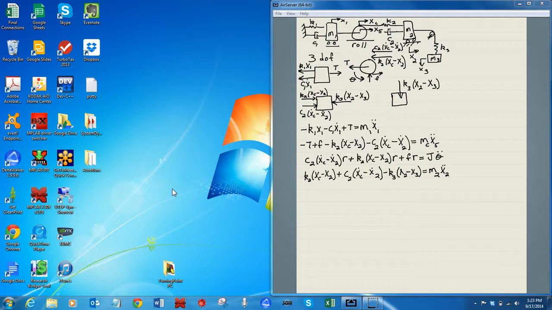Okay, last mass is mass 3, the one that's hanging down. So I'm going to sum forces vertically, and down is positive according to the way I drew x3. So the force is K3, positive because it's going down, times x2 minus x3. Those are all of the forces, and that equals the mass, m3, times the acceleration, x3 double dot.